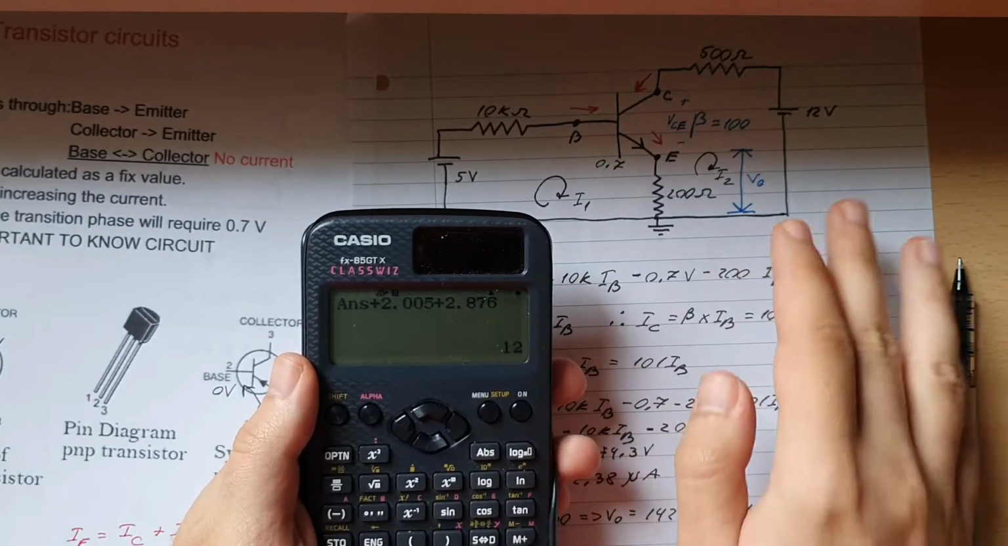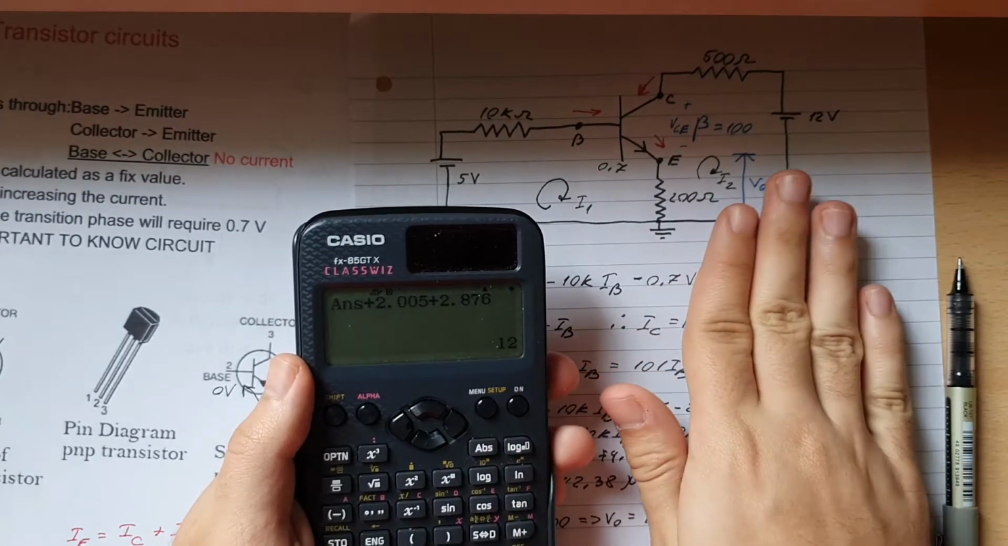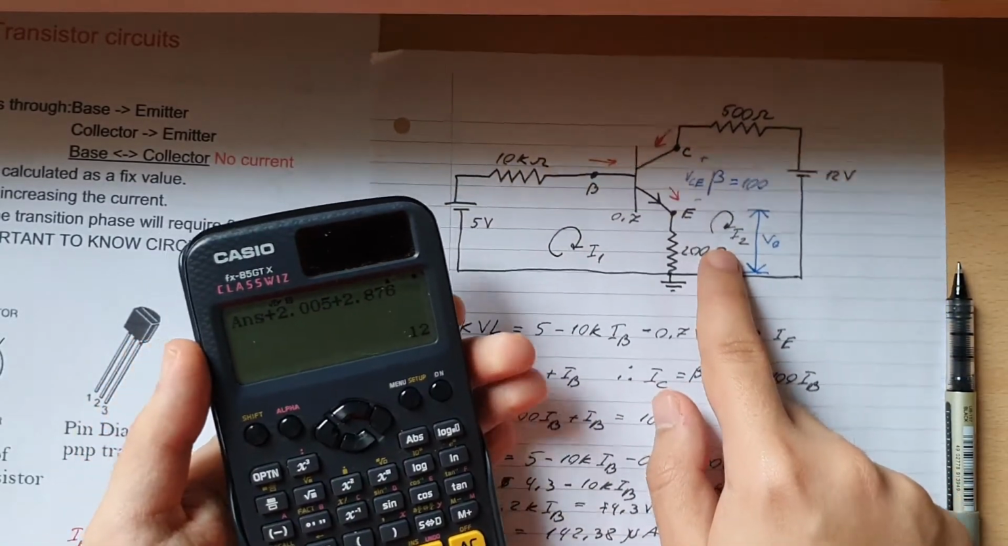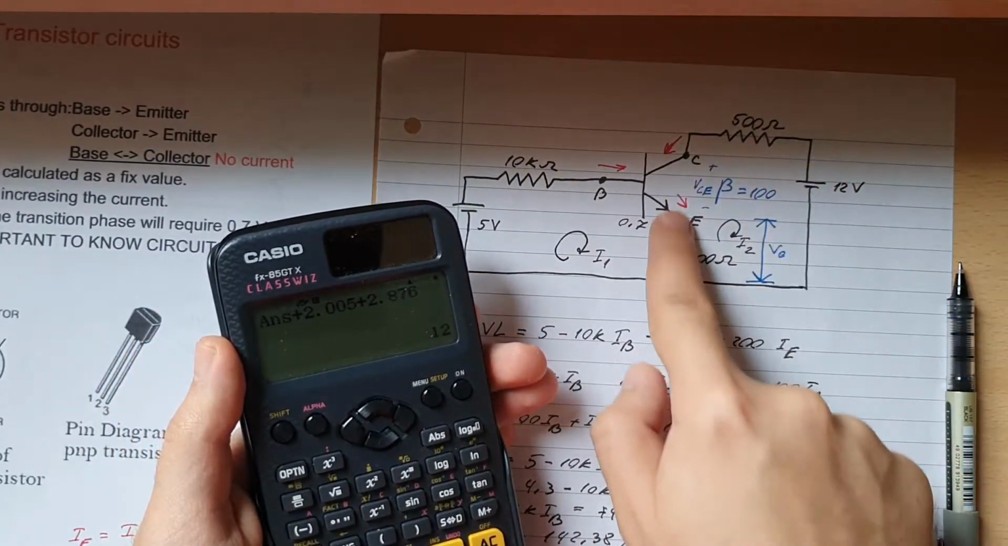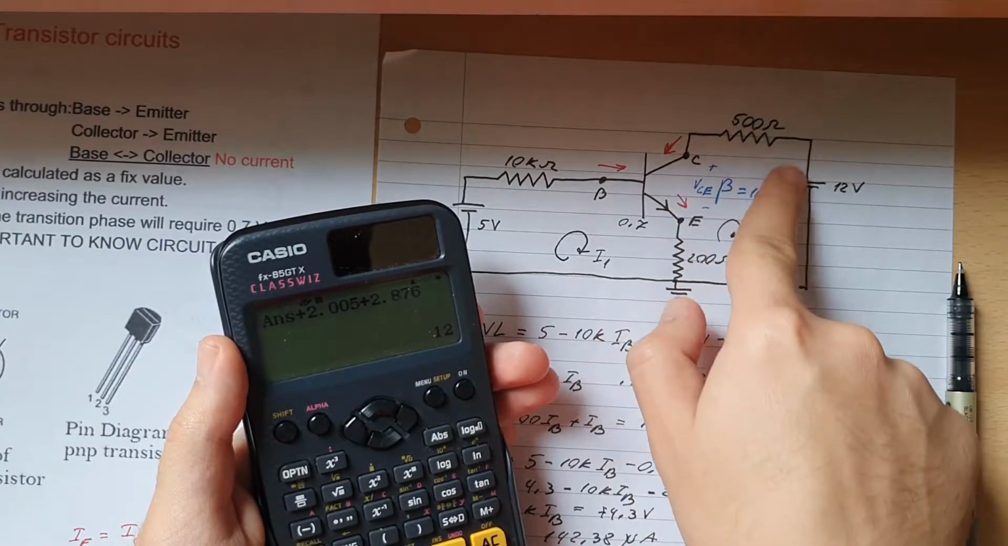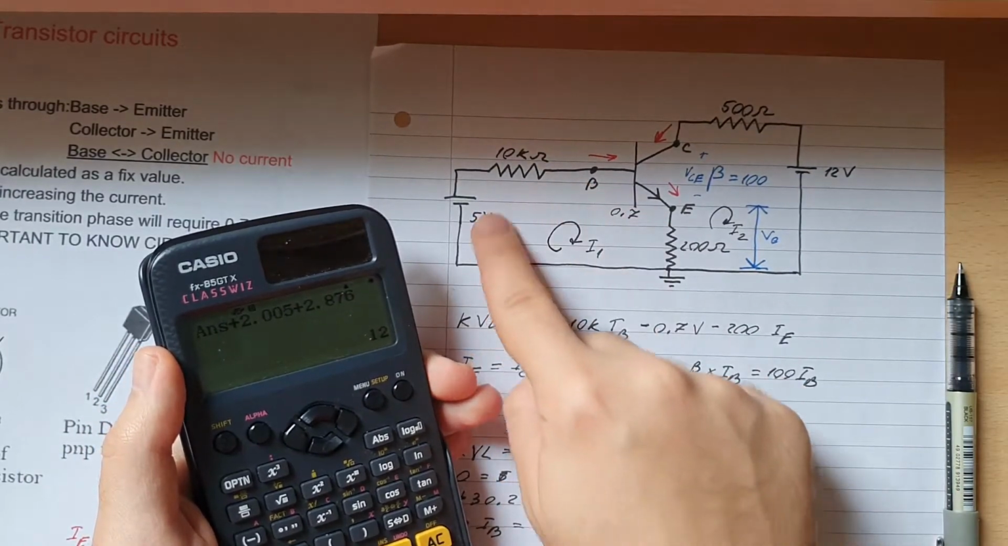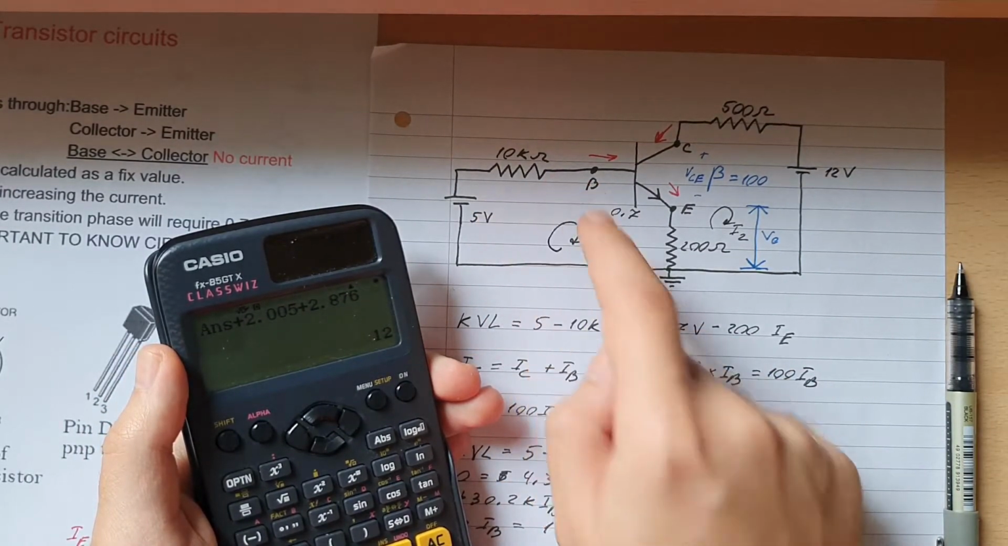So there you go. This is a way to check to see if you actually did the calculation properly, because in Kirchhoff's voltage law, all the voltage drops added together should give you the same voltage as in here. And the same can be applied here as well with this one.